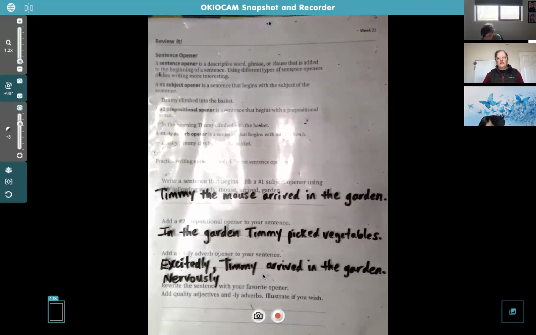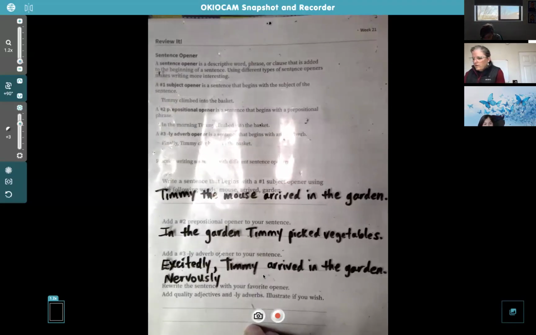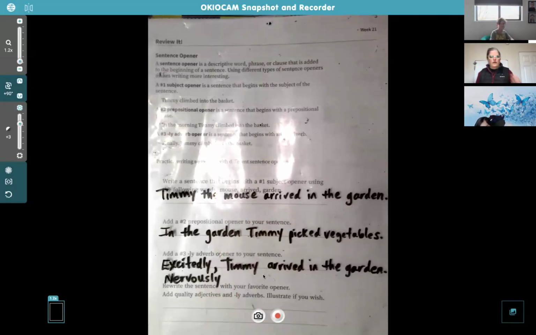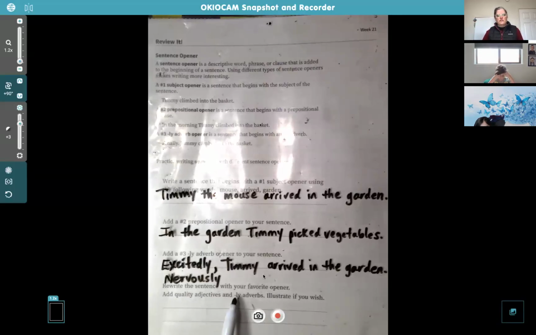Yep, I like that. So the first one is a number one opener. The second one is a number two opener. And then the third one is a number three opener. Those are pretty easy. And then it says down here, rewrite the sentence with your favorite opener. Add quality adjectives and ly adverbs and illustrate if you wish.